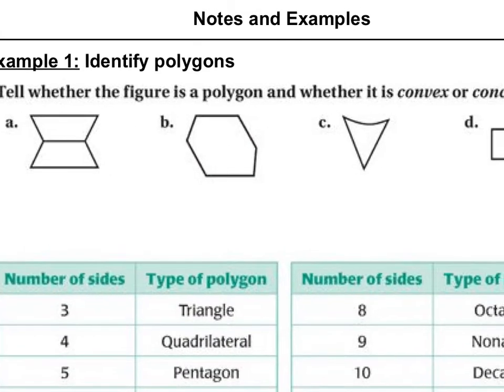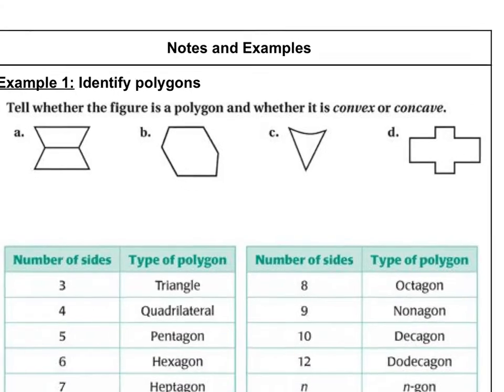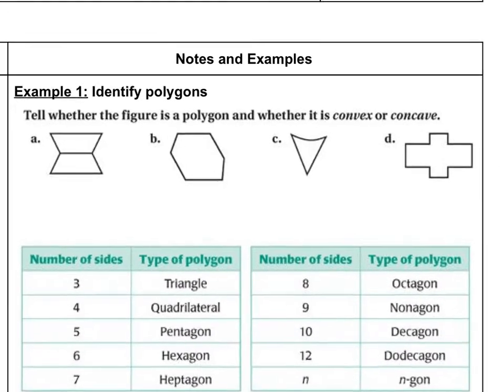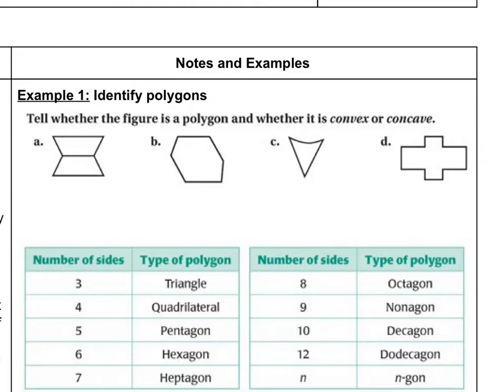So let's take a look at example number 1. First, we're going to determine if it is a polygon, and then if it is a polygon, we're going to talk about whether it is convex or concave. A polygon has to have all sides as line segments, and two lines can only intersect at 1 point.